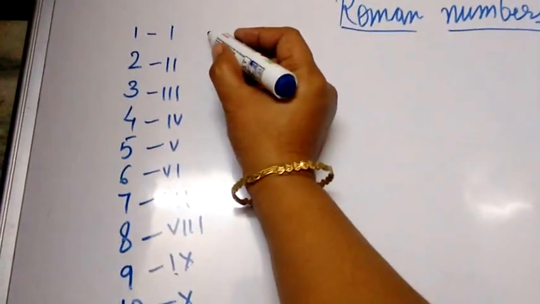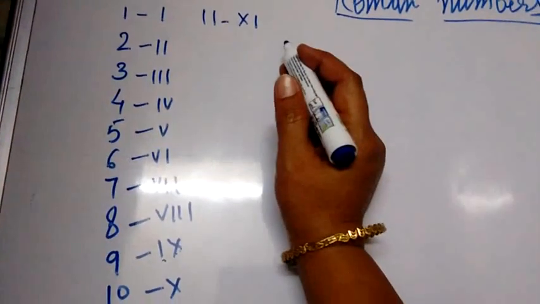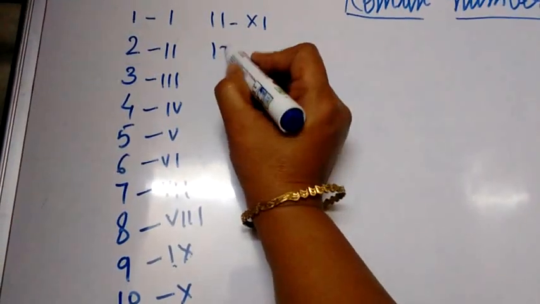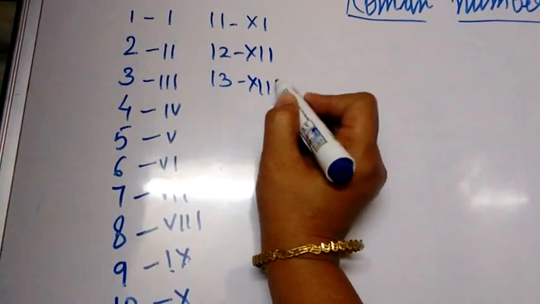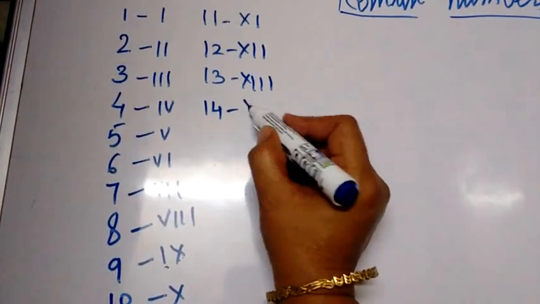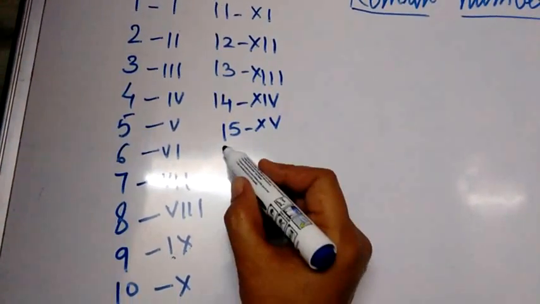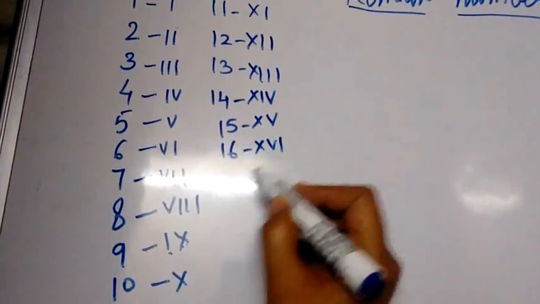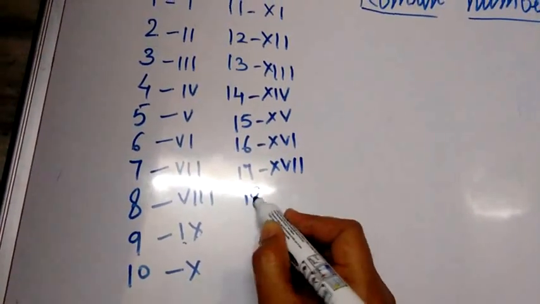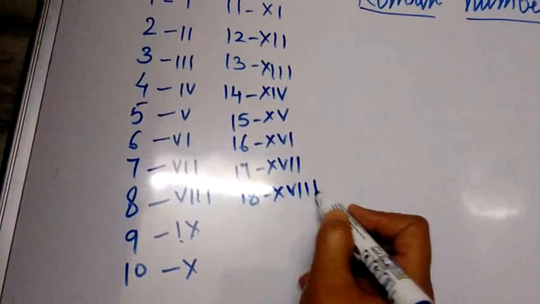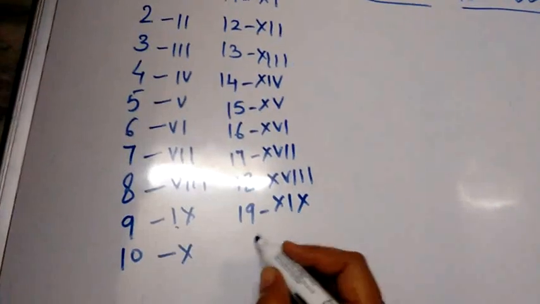And for 11, we write 10, and write 1 at the right hand side of 10. That means 11. 12, 13, 14, 15, 16, 17, 18, 19: X and 9. That means 19.